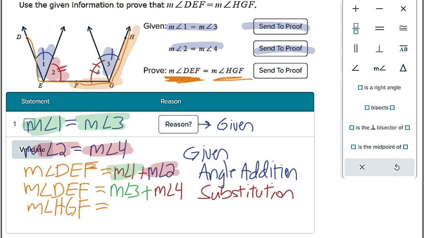So let's write that, measure of angle 3 plus, and it's also broken into the measure of angle 4. So angle addition says this whole angle is angle 3 and 4 together. So we're going to say plus the measure of angle 4, which again, this is that angle addition. Now, I could have done it the step ahead, but it gets in the way kind of.